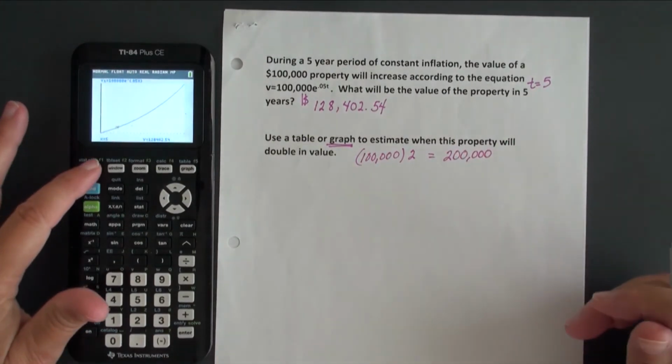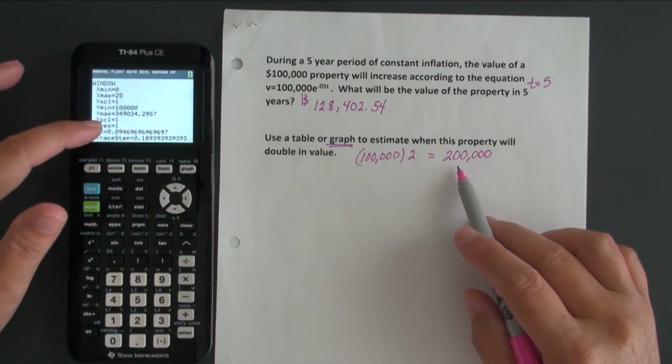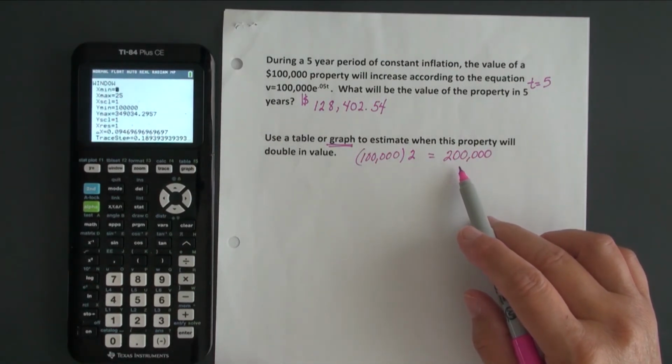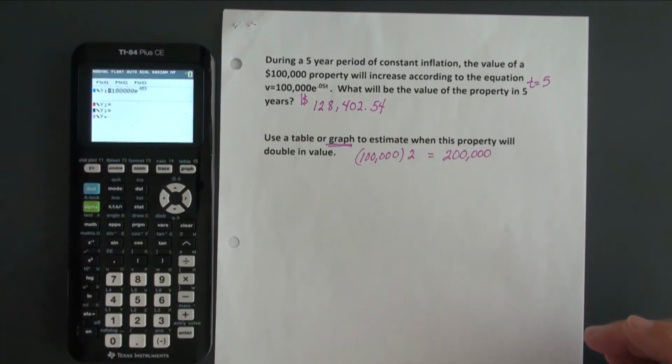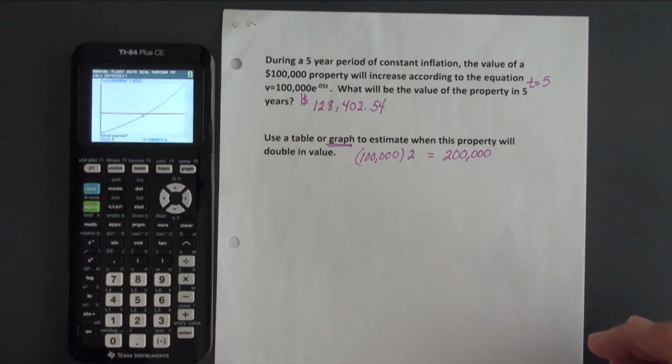So I'm going to go into my window, make sure that y is larger than 200,000, and mine's at 349,000 and some. So that should be okay. So I'll go to y equals, and I'll put in 200,000 for my y2 and graph. And just like the last example we did, we want to find the intersection of those two graphs. So second, calc, intersect, enter, enter, enter.